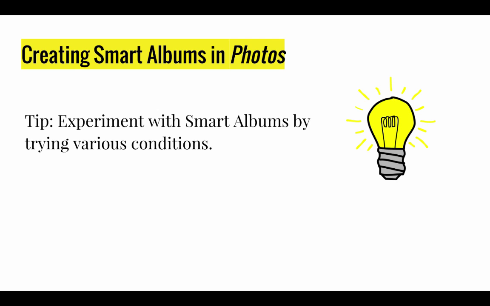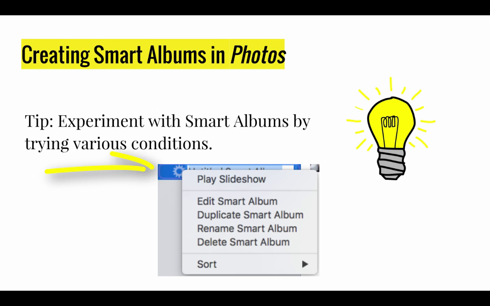Here's a tip. To really get a sense for how conditions work, experiment with Smart Albums by trying various conditions and noticing what types of pictures populate. You can always edit a Smart Album's conditions by right-clicking on the gear icon next to the Smart Album and choosing Edit Smart Album.